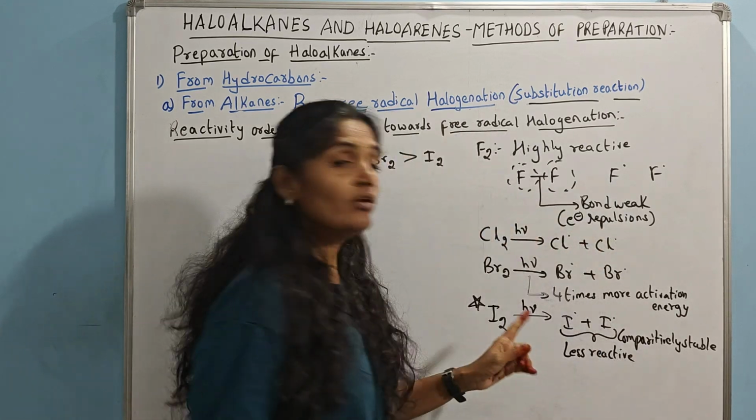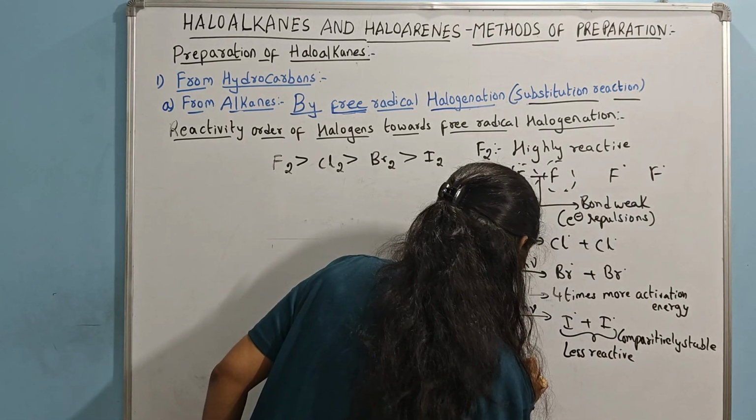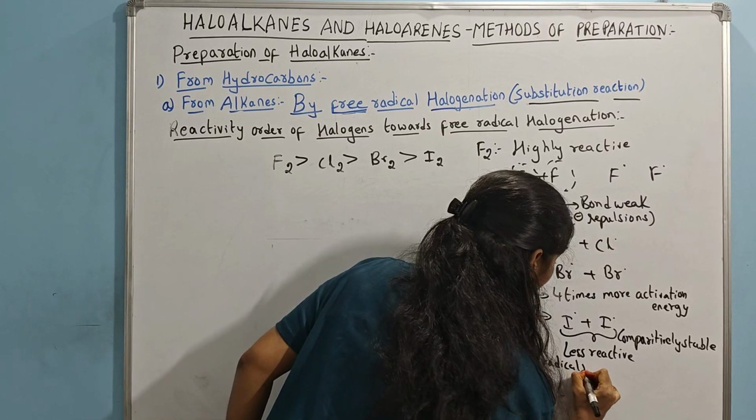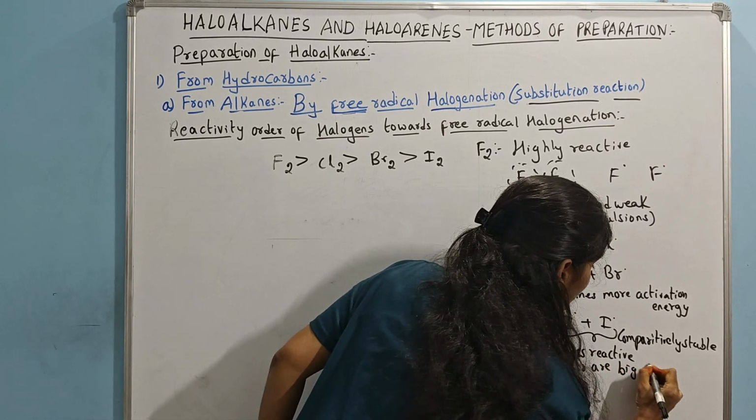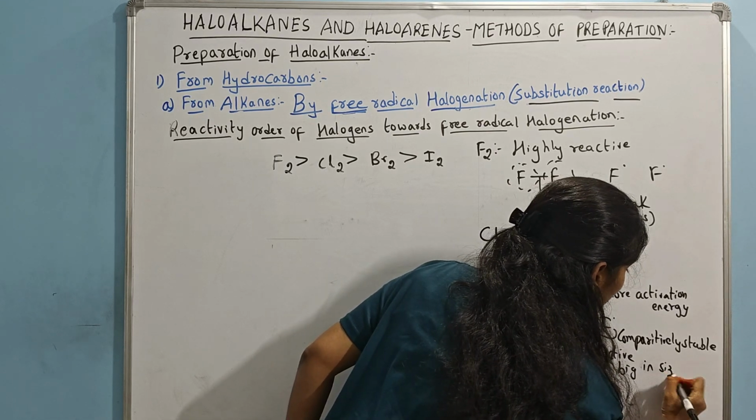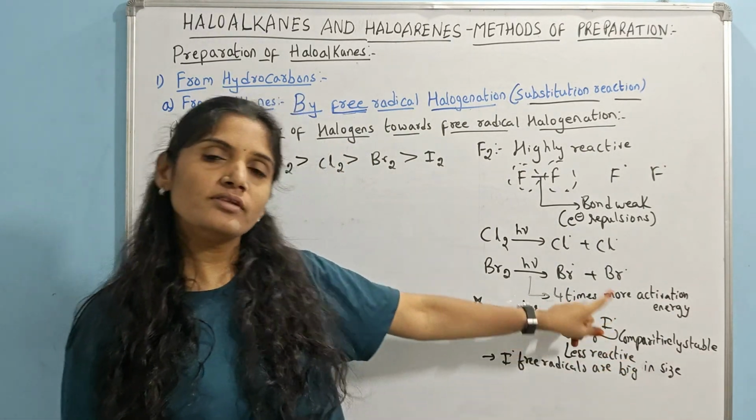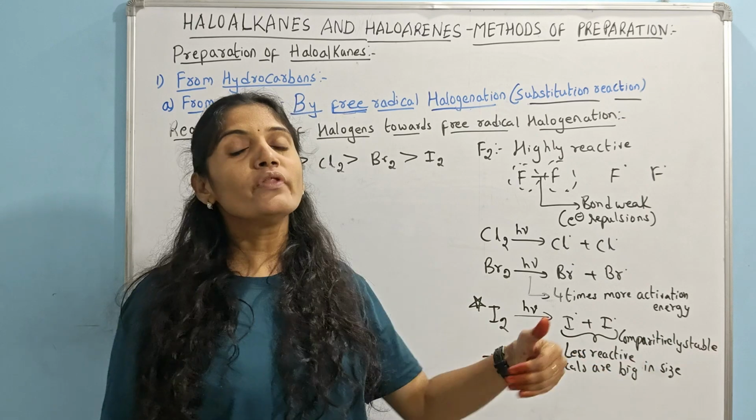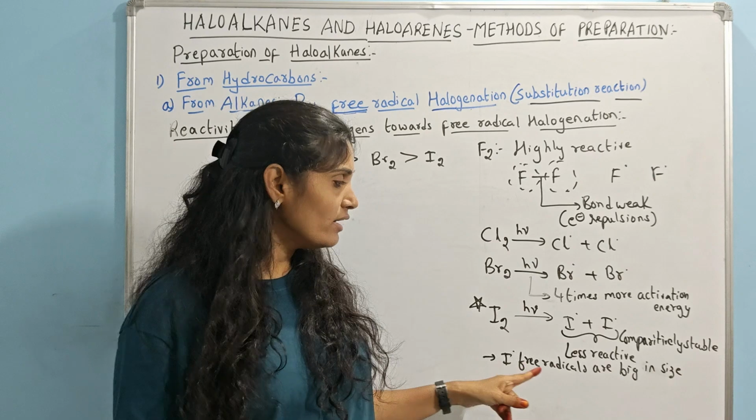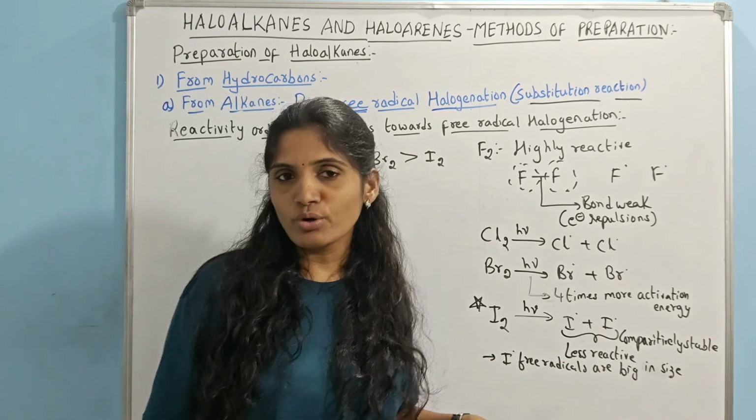One more reason for being less reactive is that iodine free radicals are big in size. The first reason is that when the iodine molecule breaks down into iodine free radicals, these free radicals are comparatively stable, so they don't prefer to go into a chemical reaction. Now iodine free radicals are big in size, so they don't prefer to react much.